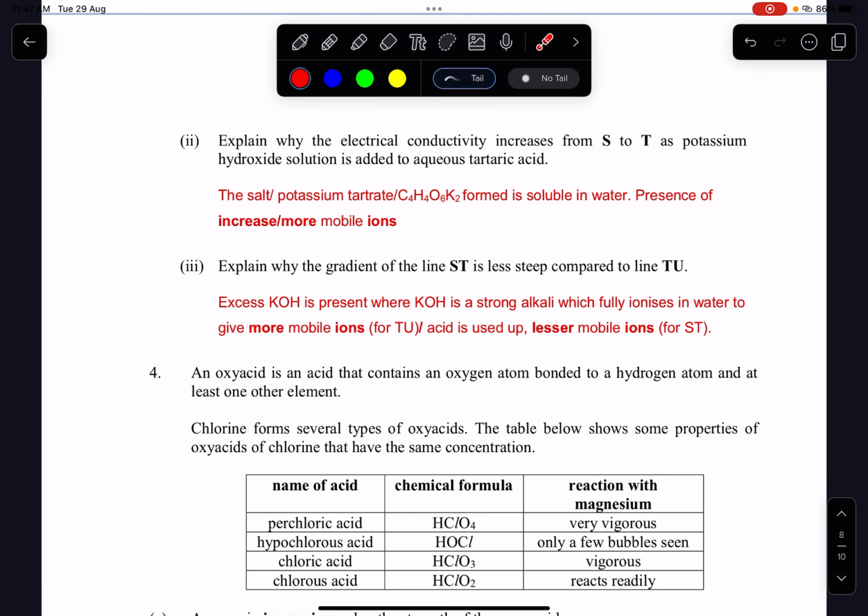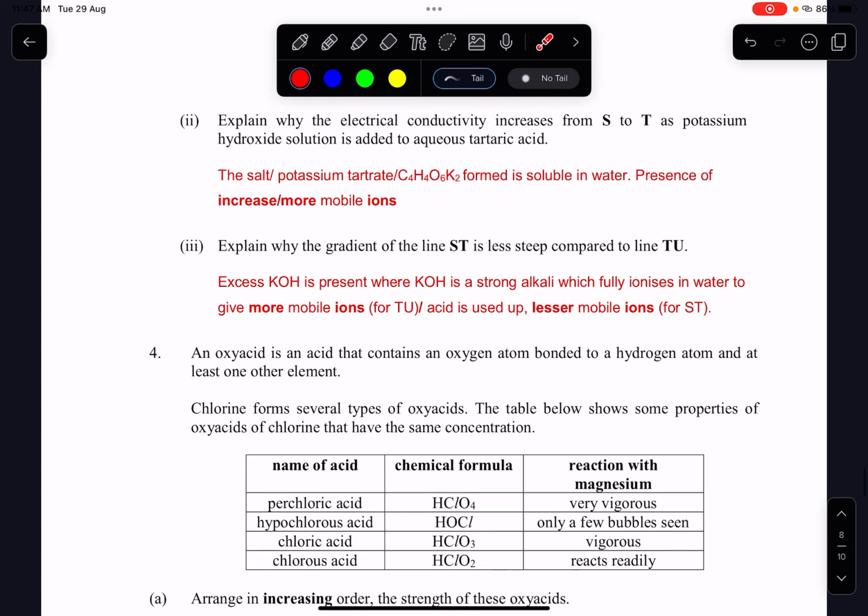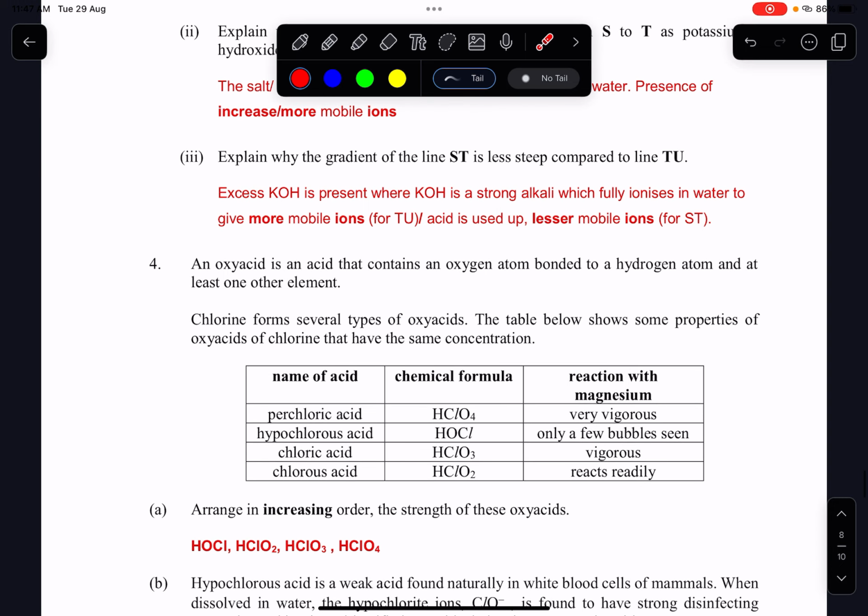So you can say that excess KOH is present. KOH is a strong alkali, fully ionizes in water to give more mobile ions. And then there are lesser mobile ions for ST. You need to compare one to the other. The comparative term here is lesser or more. Some of you just merely stated instead of comparing.